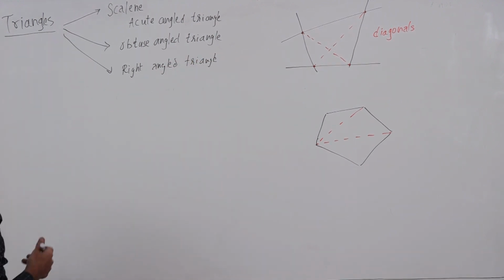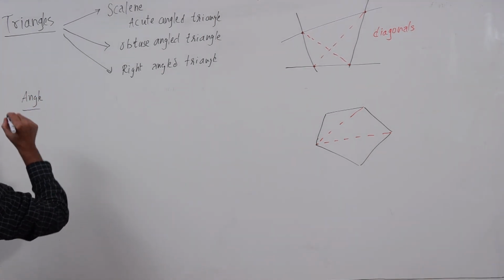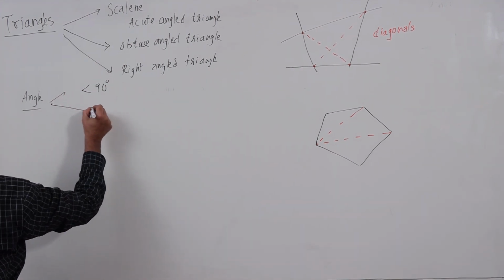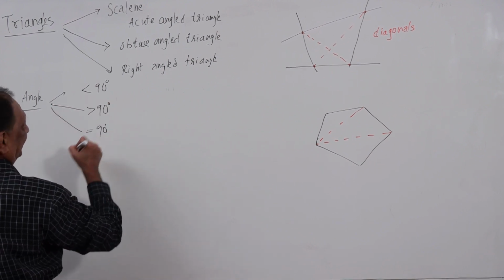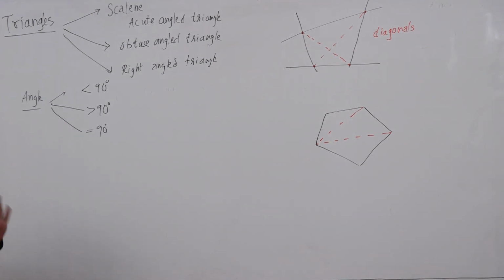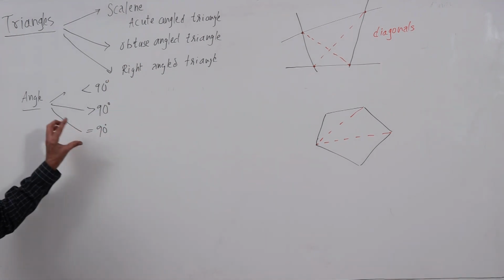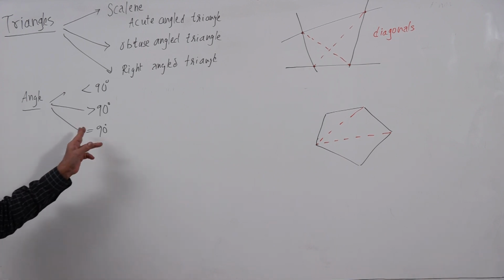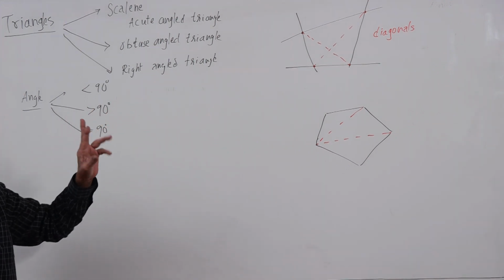Basically, the entire classification is based on the fact that an angle of a triangle can be less than 90 degrees, or greater than 90 degrees, or equal to 90 degrees. These are three cases. If all three angles are less than 90 degrees, then it is scalene or acute angle. Obtuse is wide, acute is narrow. So in an obtuse angle triangle, at least one of the angles is bigger than 90 degrees. I don't know whether two angles can be bigger, but at least one of the angles must be.